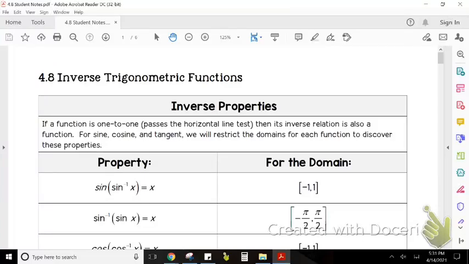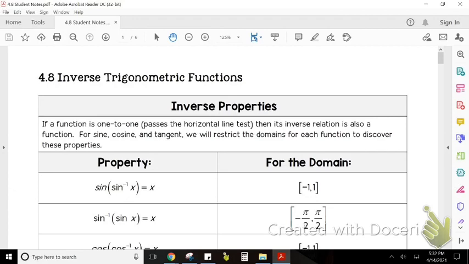All right, 4.8 is inverse trig functions. First, it starts talking about the inverse properties. It says if a function is one-to-one, which means it passes the horizontal line test, then its inverse relation is also a function. For sine, cosine, and tangent, we'll have to restrict the domains for each function to discover these properties. And so remember, to be one-to-one just means it passes that horizontal line test.